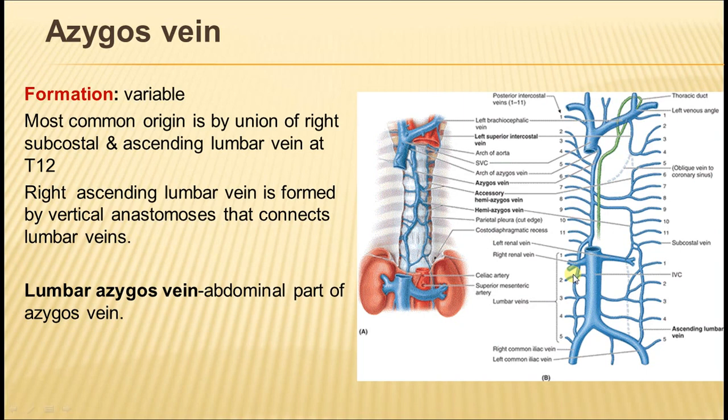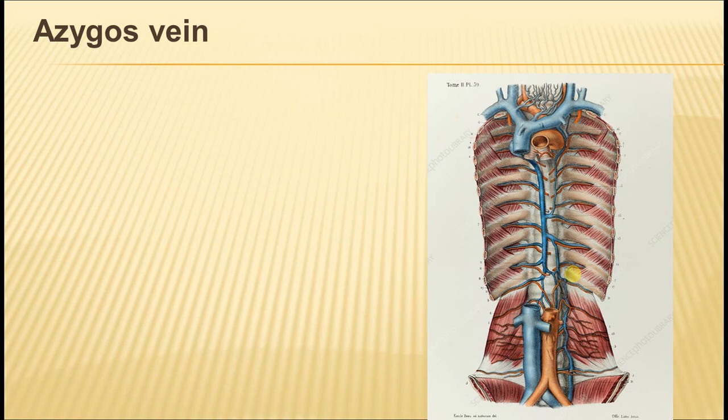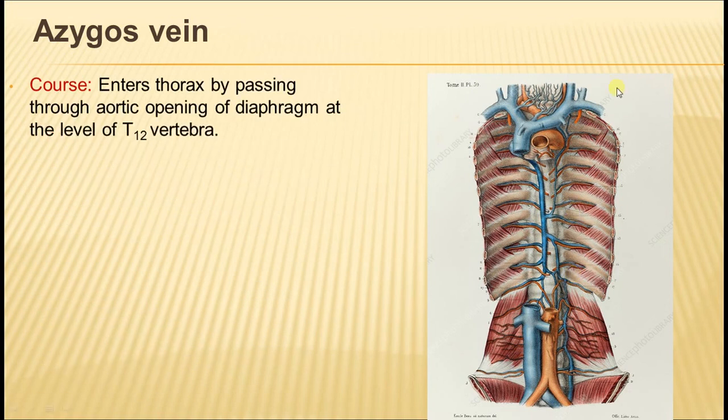After its formation in the posterior abdominal wall as the lumbar Azygos, it enters the thorax by passing through the aortic opening of the diaphragm. Here the diaphragm is not shown and the aorta has been removed. We are able to see only the abdominal aorta. The thoracic part of the aorta is removed, but along with the aortic opening at the level of the T12 vertebra, the opening in the diaphragm for the descending thoracic aorta, the lumbar Azygos vein or the Azygos vein ascends through the aortic opening.